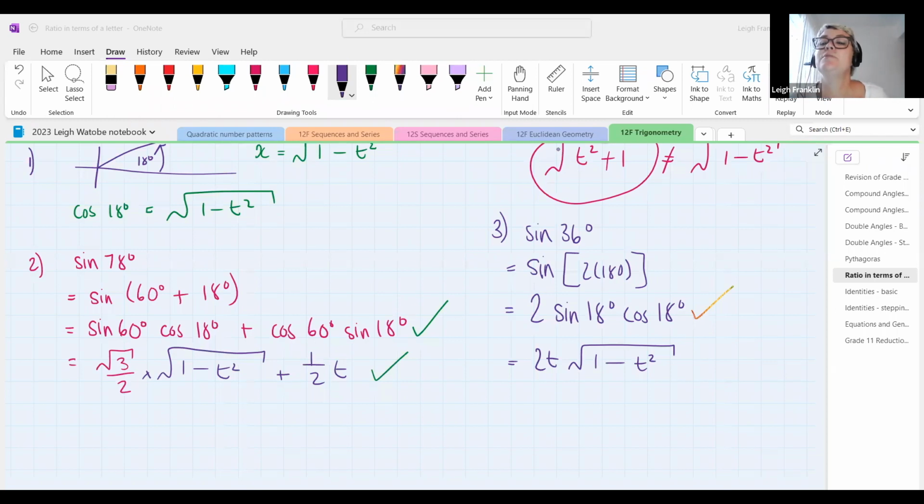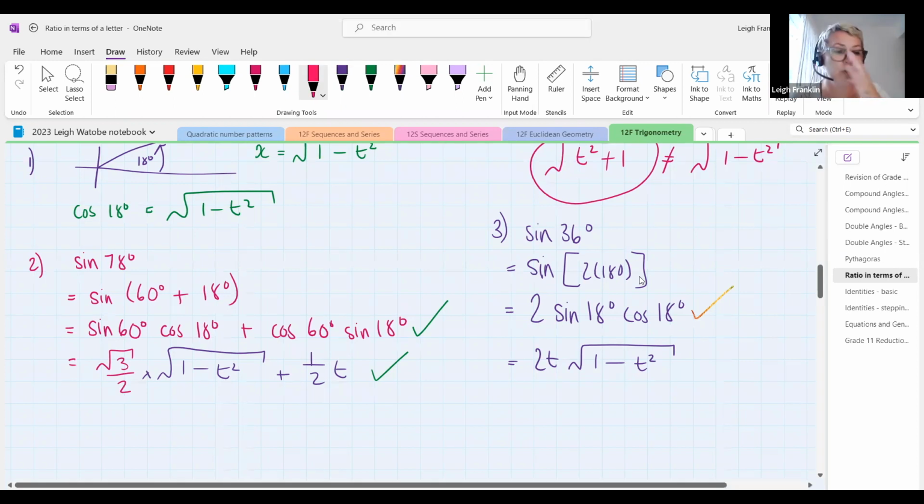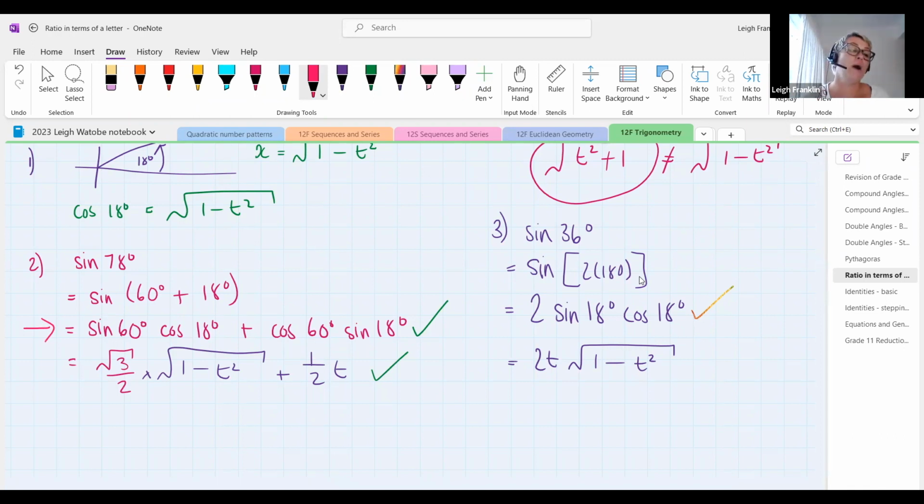Please mute. Thank you. Okay, so yeah, guys, don't forget you have to write what you get when you expand. So over here where you expand your compound angle formula, you're going to get a mark for it. Over here where you expand your double angle formula, you're going to get a mark for it. So make sure that you write those lines because you're going to get marks for them.